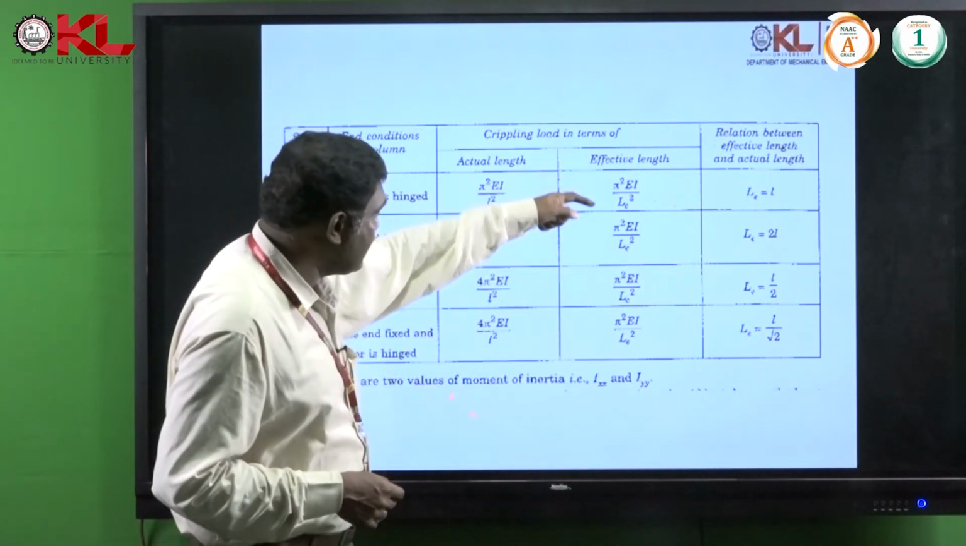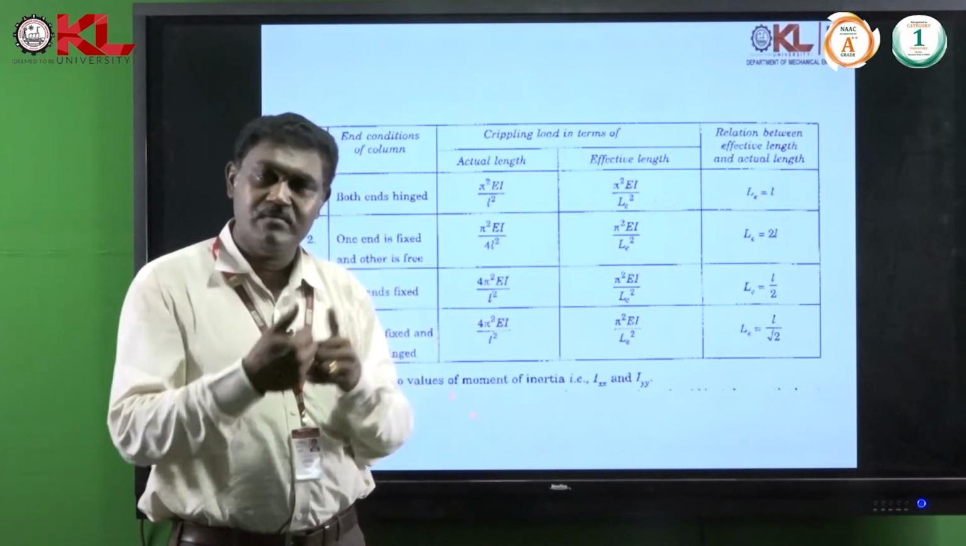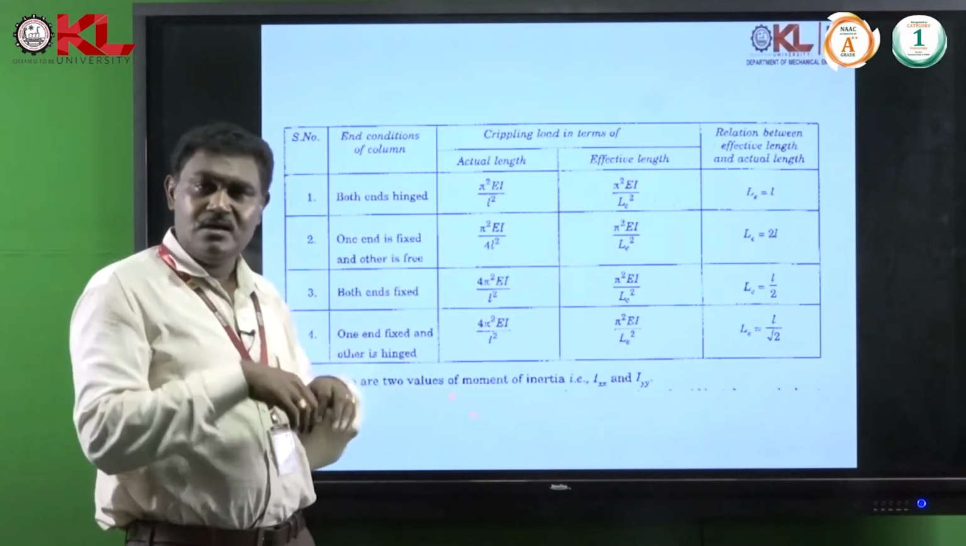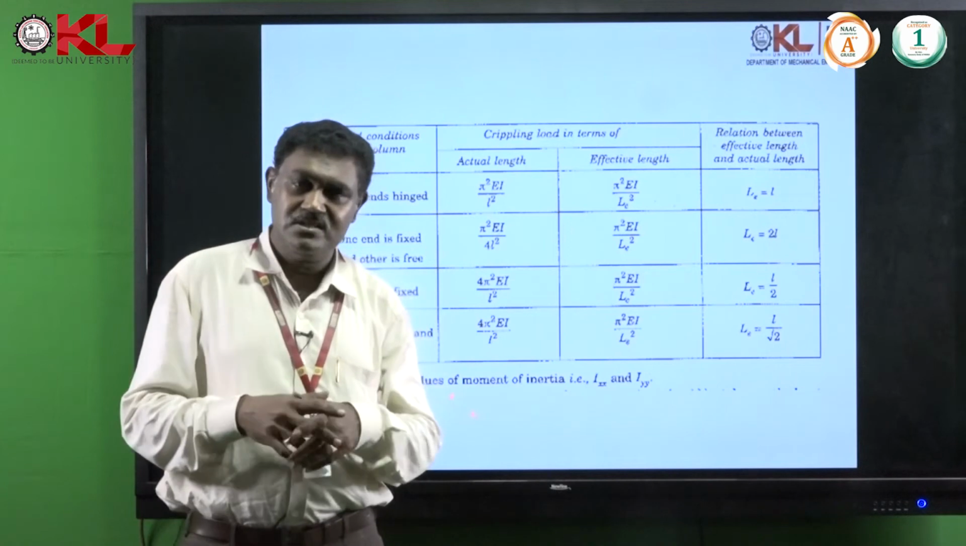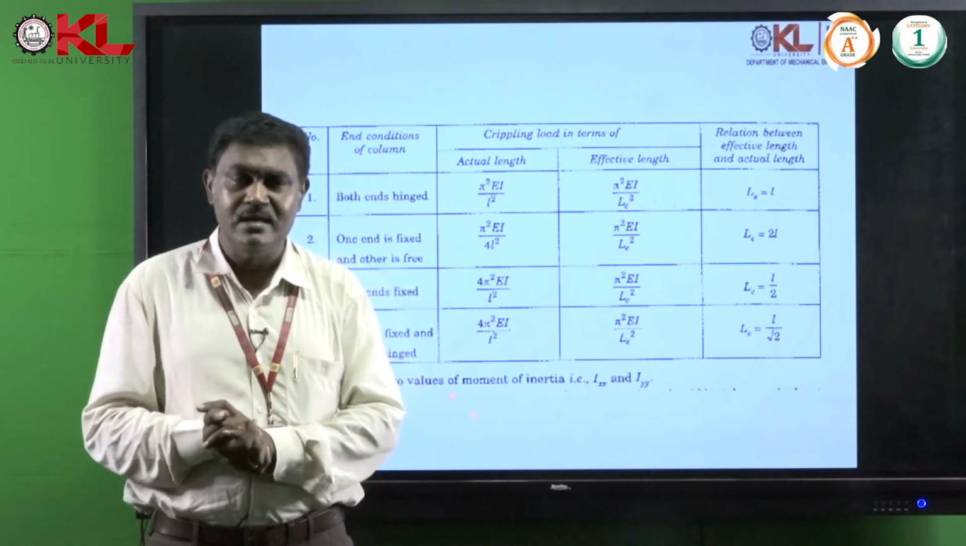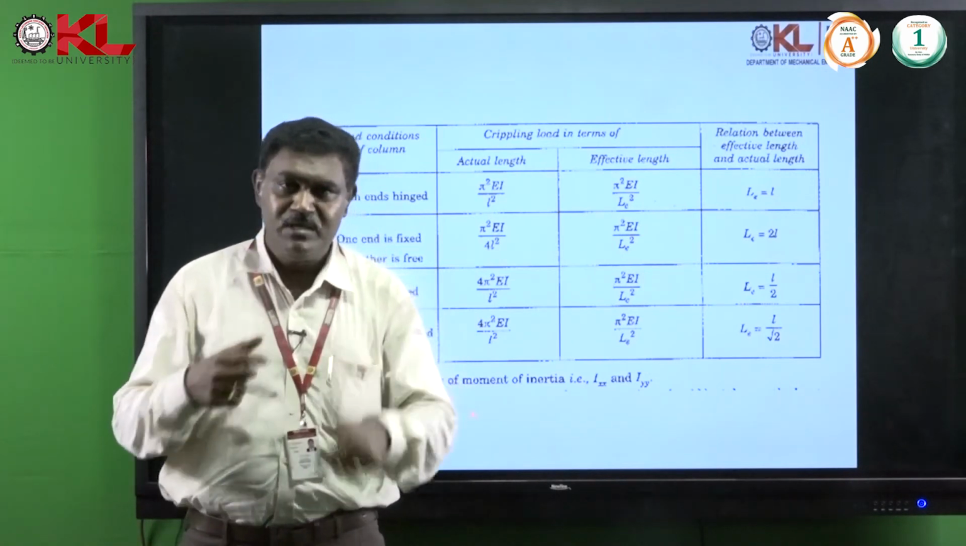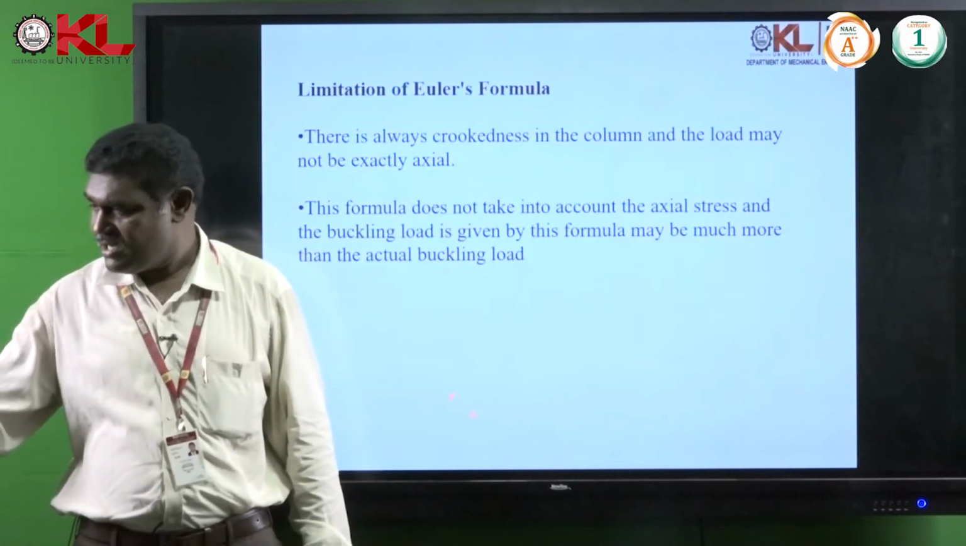Now, you can compare these formulas for the different cases. You can analyze in which case the maximum crippling load will occur and in which case the minimum crippling load will occur.